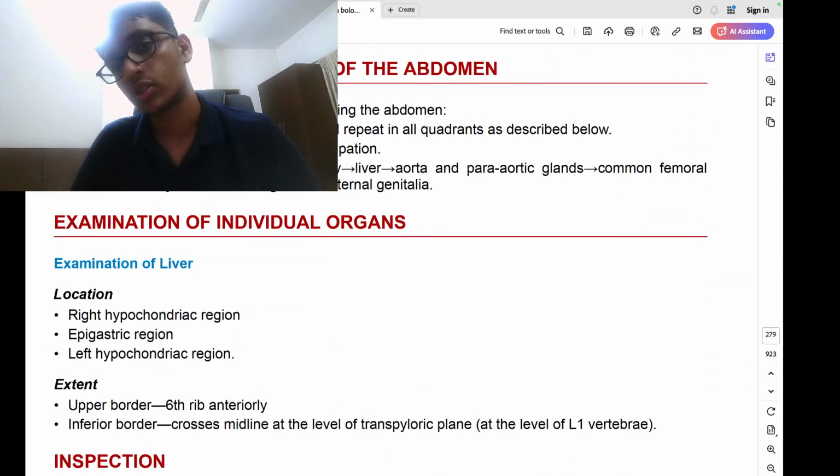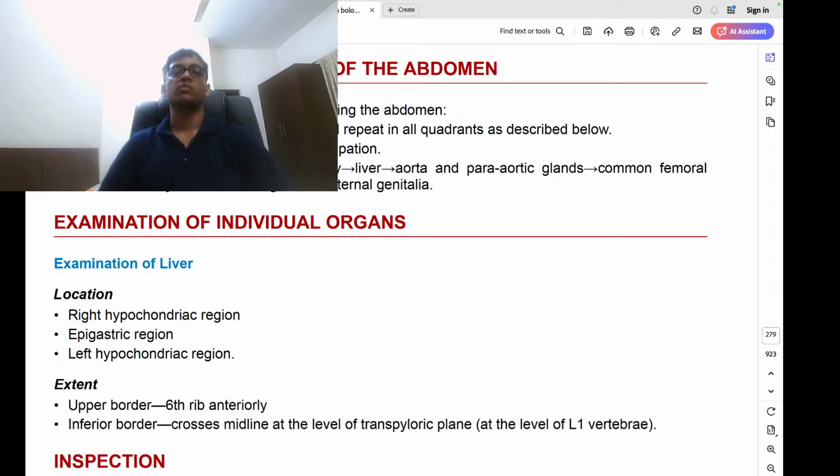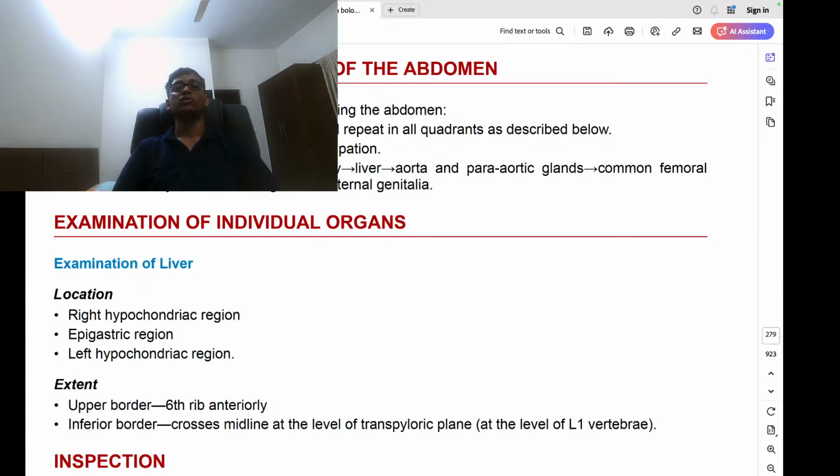Then palpation and percussion of the abdomen. The following scheme is suggested for palpating the abdomen. Start in the lower left quadrant of the abdomen. Repeat to all quadrants. Palpate lightly initially, followed by deep palpation. So where to feel: left kidney, spleen, right kidney, liver, aorta, para-aortic glands, common femoral nerves, vessels, urinary bladder, both groins and external genitalia.